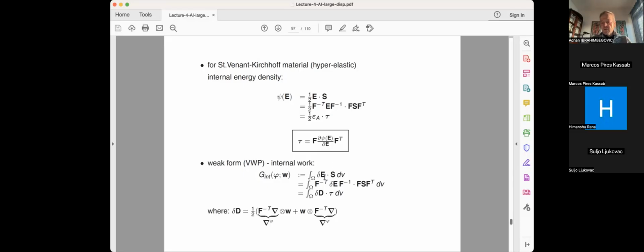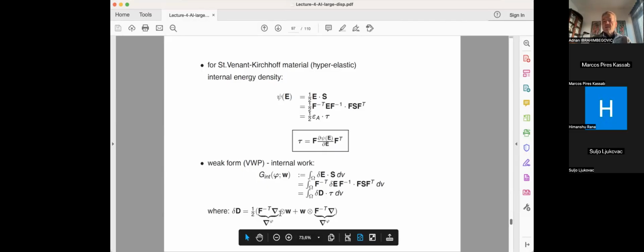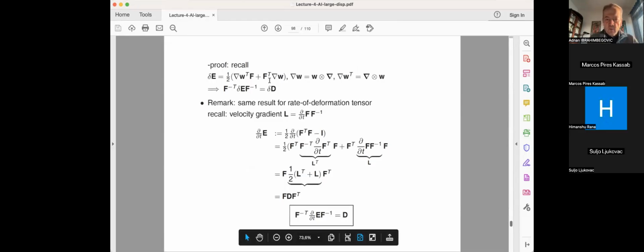Hence, for the internal work, one way of writing it is the second Piola-Kirchhoff stress dotted with the variation of the Green-Lagrange strain. But again, I go through this transformation that gives me the Kirchhoff stress, and that gives me what is known as the variation of the rate of deformation tensor, which I can write as F minus transpose nabla tensor W plus W tensor F minus transpose nabla. But recall from yesterday that F minus transpose nabla is equal to nabla phi, where nabla phi takes the derivative with respect to the coordinates in the deformed configuration. So then I can write this in a very simple format, which is given here.